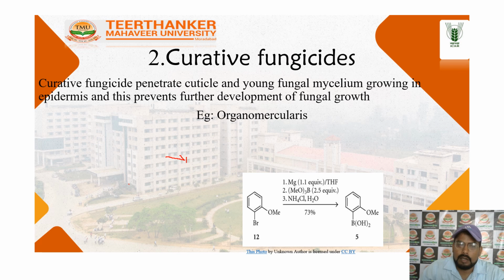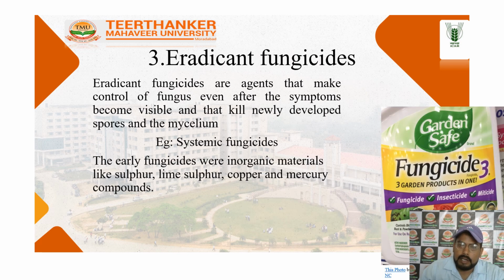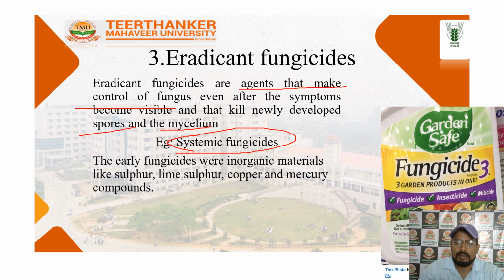Next is the eradicant fungicide. These fungicides are defined as agents that control the fungus after the symptoms become visible, killing the newly developed spores and mycelium. These are the systemic fungicides. The early fungicides were inorganic materials like sulfur, lime sulfur, copper and mercury compounds. These are the major components of the eradicant fungicides, which kill the newly developed fungus.